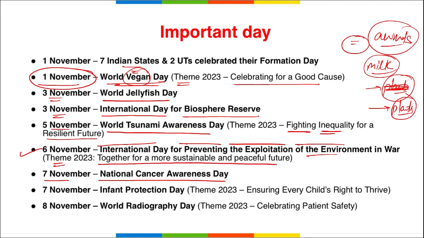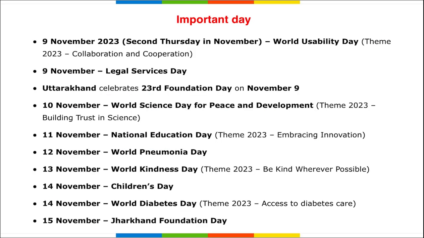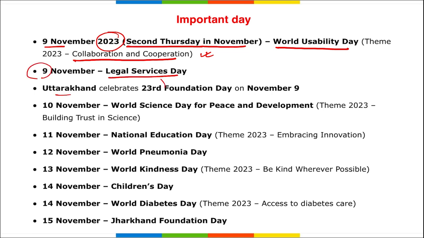7th, National Cancer Awareness Day. 7th is also Infant Protection Day with the theme Ensuring Every Child's Right to Thrive. And 8th of November as World Radiography Day with the theme Celebrating Patient Safety. Next is 9th of November in 2023, because that is the second Thursday in November, observed as World Usability Day with the theme Collaboration and Cooperation. Then Legal Services Day on 9th of November. Uttarakhand celebrated its 23rd Foundation Day on 9th of November.